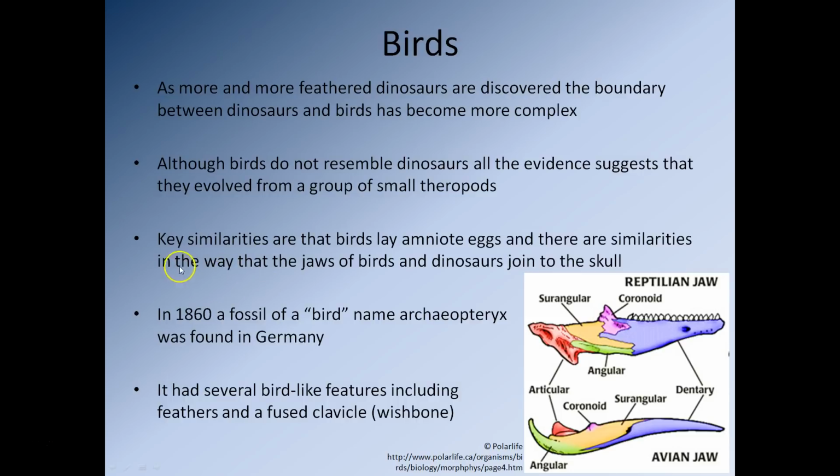So in 1860, a fossil of a bird-like dinosaur was found in Germany, and it was called Archaeopteryx. So this Archaeopteryx fossil had several bird-like features, including feathers, which is obviously a very important one, and a fused clavicle, otherwise known as the wishbone. A clavicle is what we would call a collarbone.